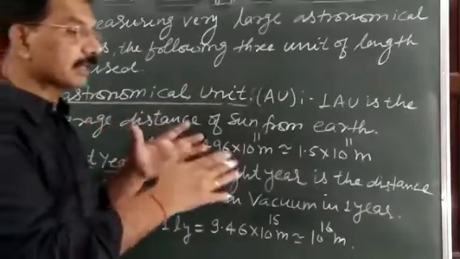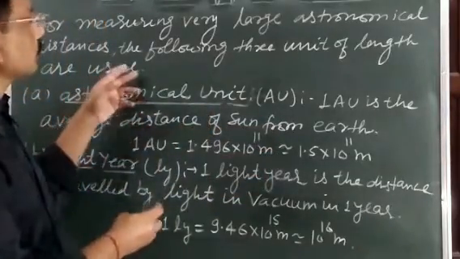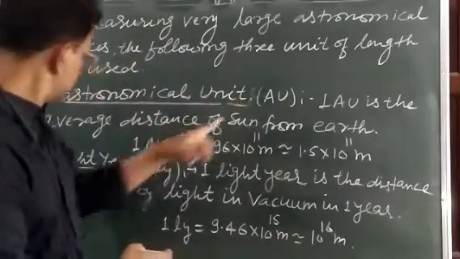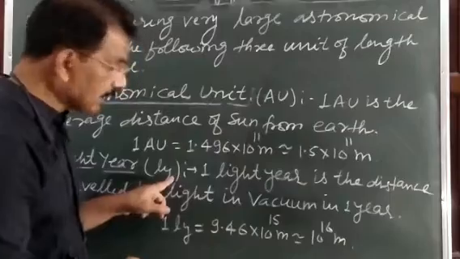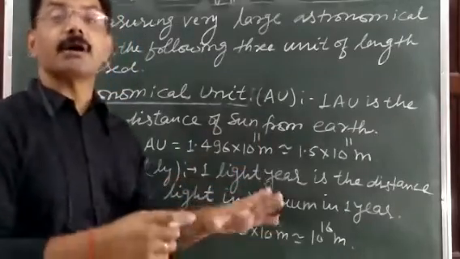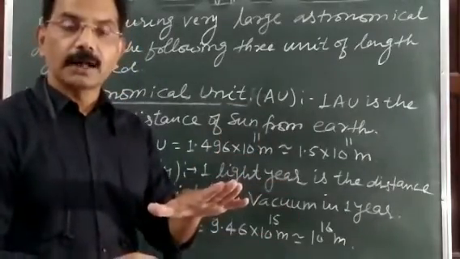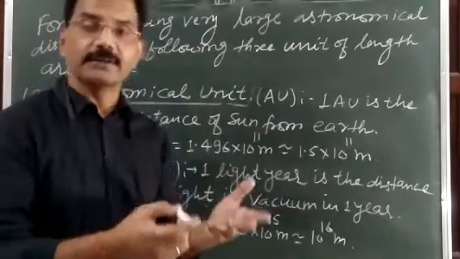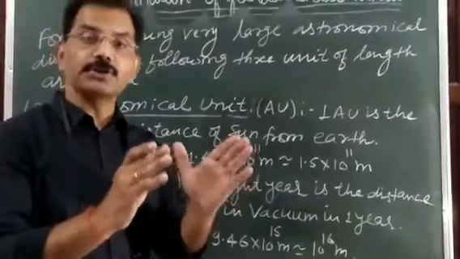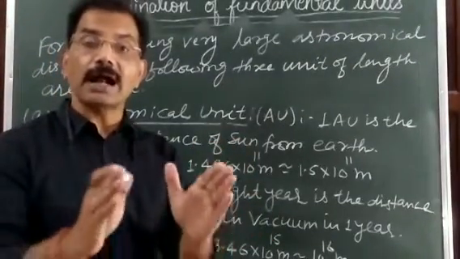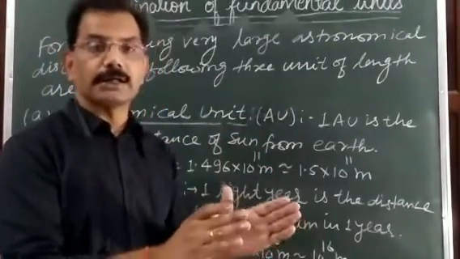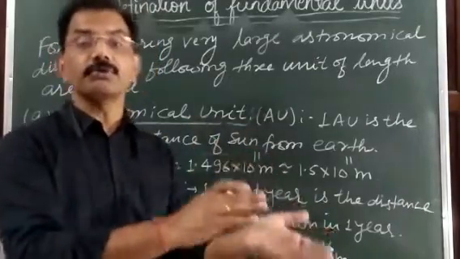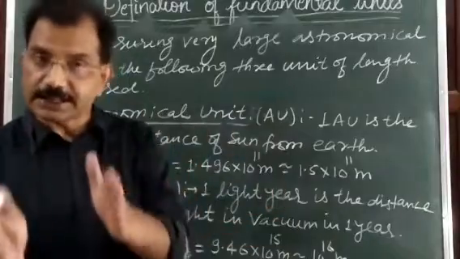For measuring very large distance, we use the 3 units of length. First one is astronomical unit, second one is light year, and third one is called parsec. And the definition of the parsec, or this one is called parallactic second, that definition, please, you will note down from your book and learn also. And here I am giving you only the conversion. 1 parsec is equal to how many meter or how many light year.